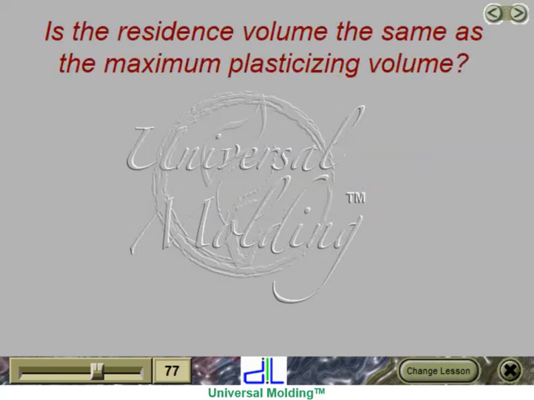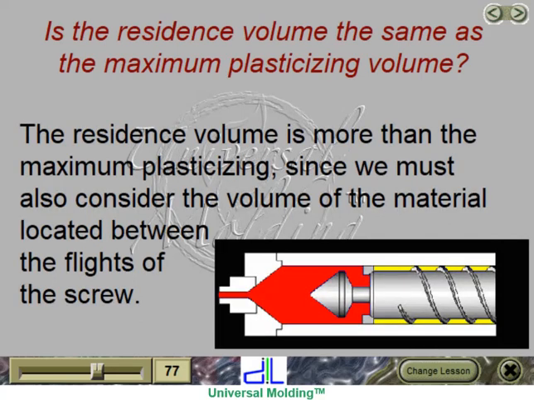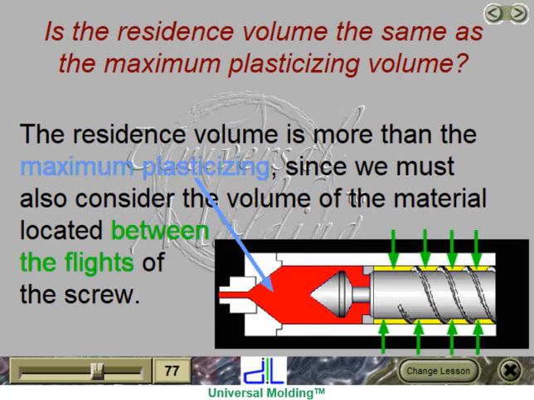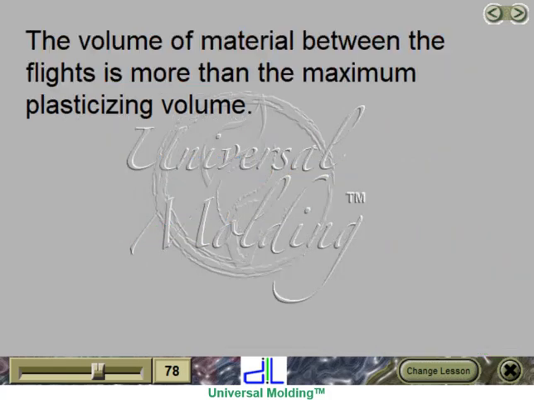Is the residence volume the same as the maximum plasticizing volume? The residence volume is more than the maximum plasticizing volume, since we must also consider the volume of the material located between the flights of the screw. The volume of material between the flights is more than the maximum plasticizing volume.